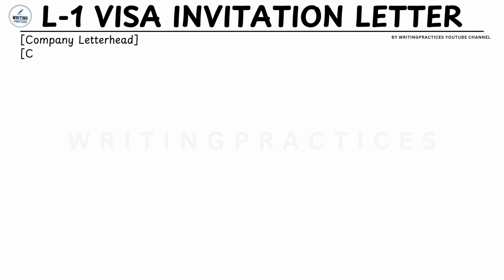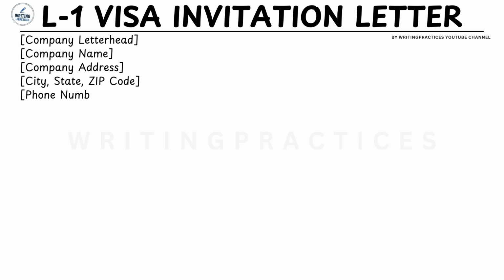Let's break this letter down section by section, just like the template. Company letterhead and sender information. We begin right at the top with your company letterhead and full contact information. This part establishes that the letter is official and coming directly from the US-based employer. Here's what should be included: company letterhead, company name, company address, city, state, zip code, phone number, email address.